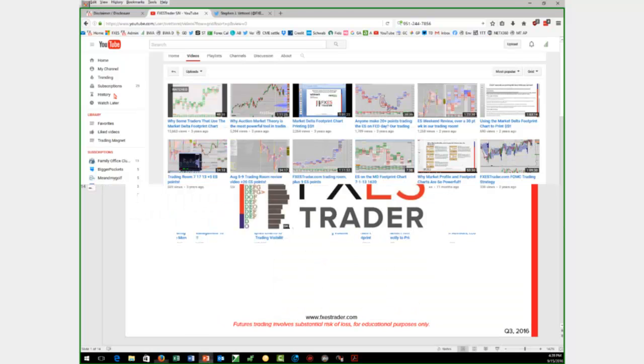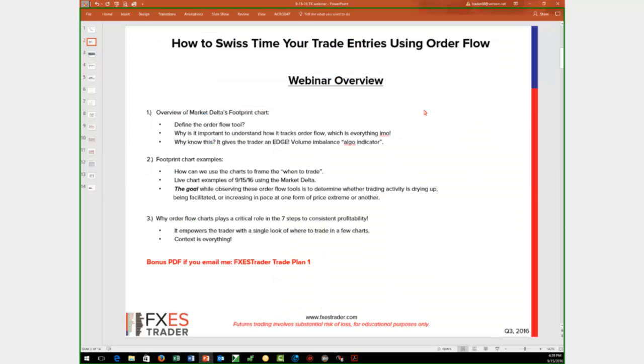We'll go to what I hope to accomplish today. A little overview. We'll go through the footprint chart, define order flow tools, why they're important and how it tracks order flow. Really the key thing, in my opinion. Why I know all this is because we'll incorporate the Volume and Balance Algo indicator. It can give you an edge as a trader.